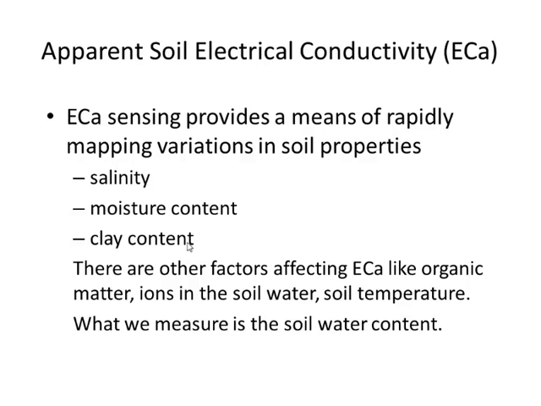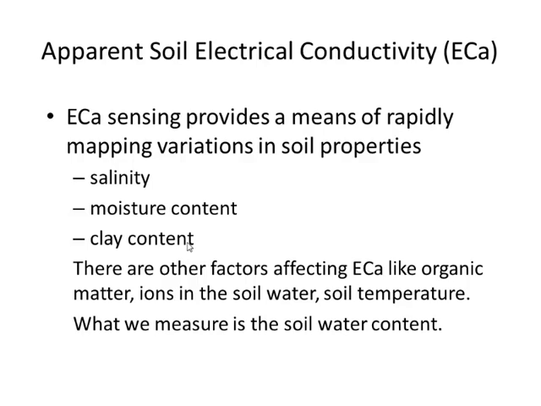So the idea is that if we try to measure apparent electrical conductivity, the first thing we measure is salinity. If we have a soil with high salts, then the electrical current passes more easily through the soil. The second is moisture. The third is clay content.